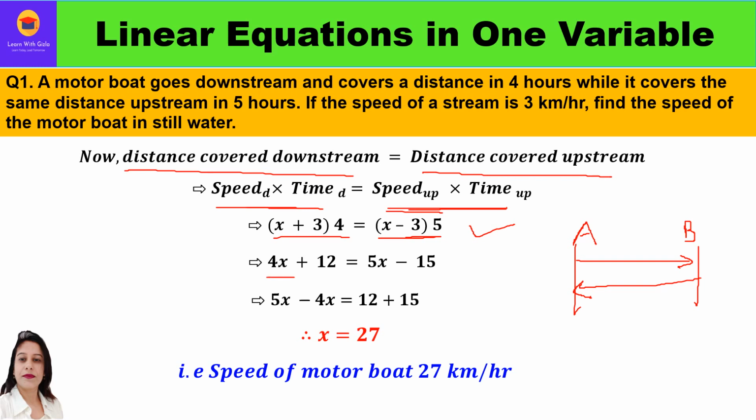4 into x is 4x, 4 into 3 is 12, 5 into x is 5x, minus 3 into 5 is minus 15. Further, take the like terms together. So 5x minus 4x is equal to 12 plus 15, which gives x equal to 27. So we can say the speed of the motor boat is 27 kilometers per hour.